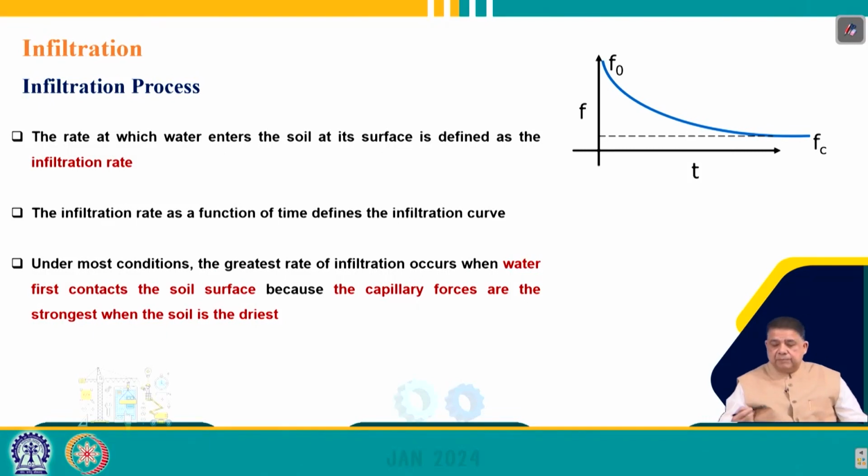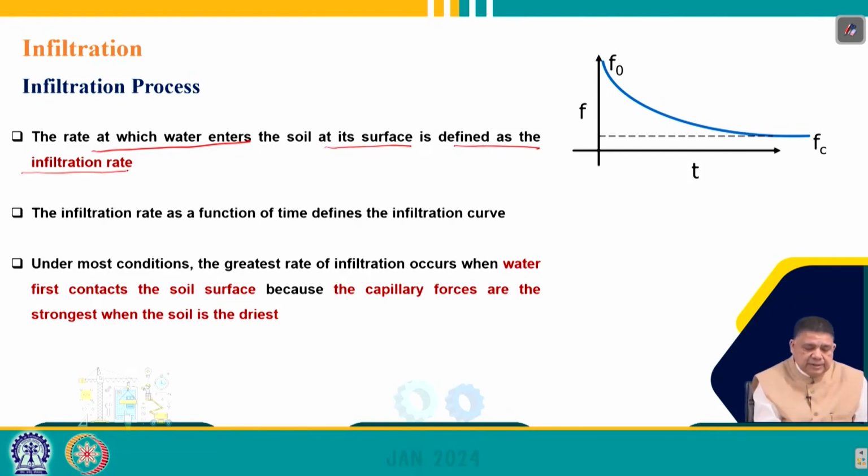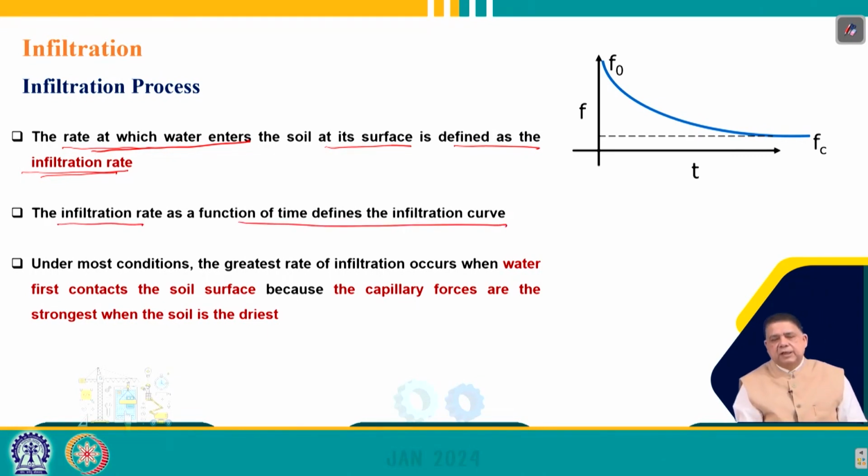Coming to the infiltration process, the rate at which water enters the soil at its surface is defined as the infiltration rate. So, we already saw that infiltration is the entry of water through the soil surface, and the rate at which it enters the soil is the infiltration rate. And infiltration rate as a function of time defines the infiltration curve. So, this is what we are seeing here, that is nothing but the infiltration curve, that is infiltration rate against time. If we plot, this is the kind of curve we will get.